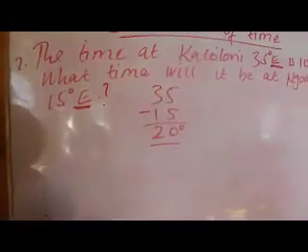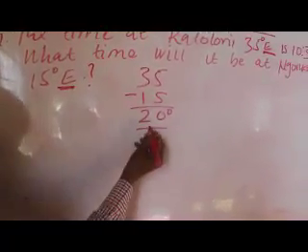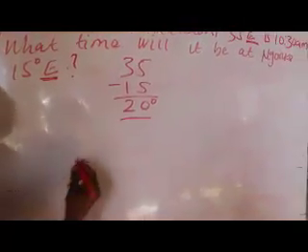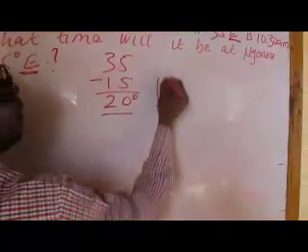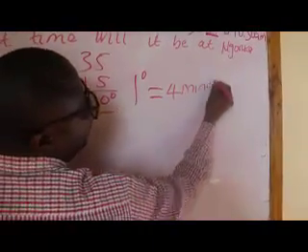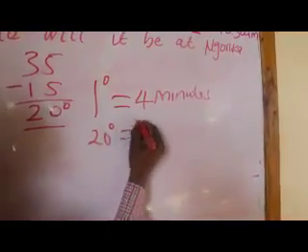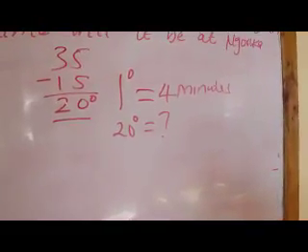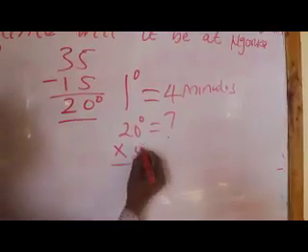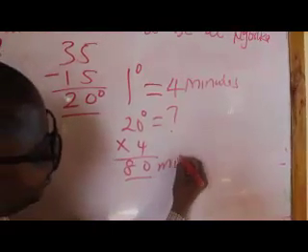Remember, we have said that longitudes are recorded in degrees. Therefore, we convert these degrees into time by multiplying by 4, because we said 1 degree of longitude is equivalent to 4 minutes. What about 20 degrees? We are going to cross multiply. We say 20 times 4. This one is 0, this one is 8. So these are 80 minutes.